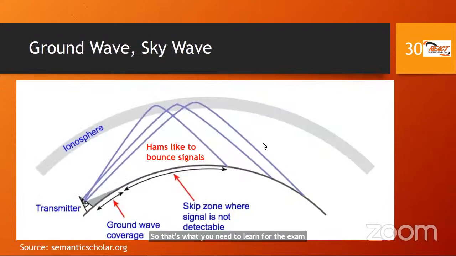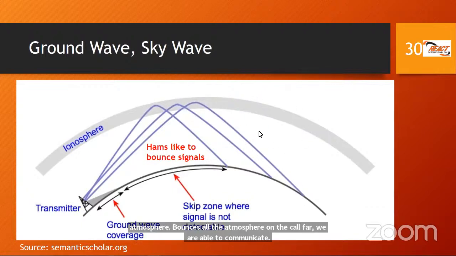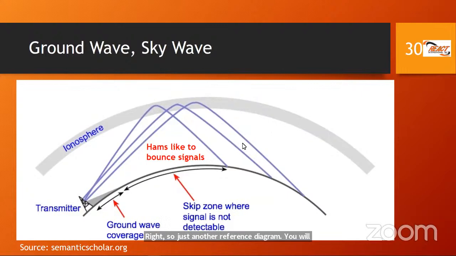All right, just another reference diagram. We hope that's helpful. We have our transmitter on the Earth's surface here. We have our ionosphere layer above the Earth. And then we transmit, and there's a ground signal that goes to about here, but no further. But then, because we like to bounce our signals off the ionosphere, it bounces off the ionosphere, and look how far we are able to communicate. Right? So just another reference diagram. You will encounter this diagram later on in the course as well when we talk about the skip zone.